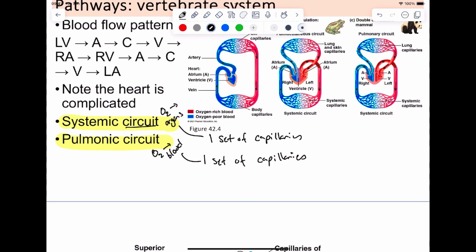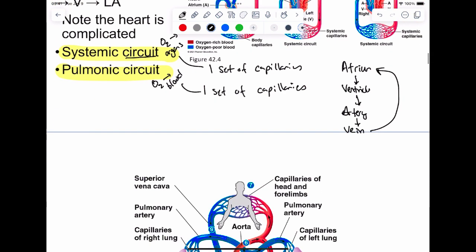So what patterns do we see? The pattern tends to be this. I'm going to pick an arbitrary starting point because they're circles. There is no start. But let's just pick the heart. We go from an atrium to a ventricle to an artery, to a vein, to an atrium, to a ventricle, to an artery, to a vein, and so on. Everything is going to follow an AV pattern. The catch is you need a few AVs in order to get back to where you were beginning.